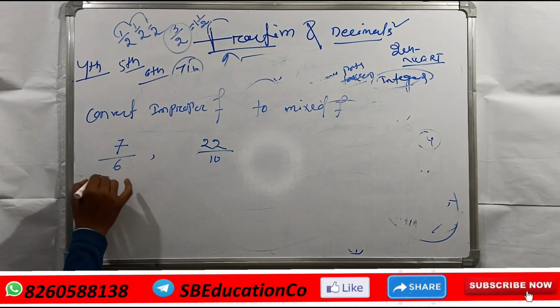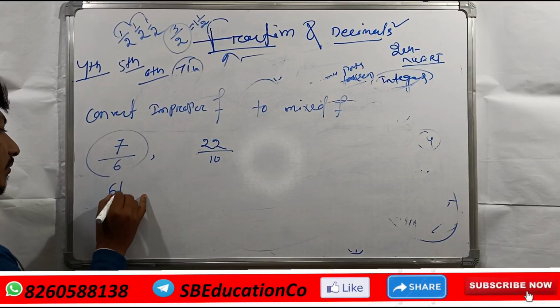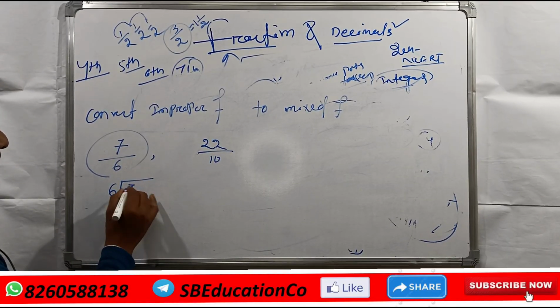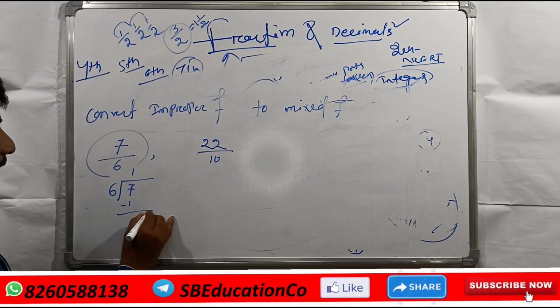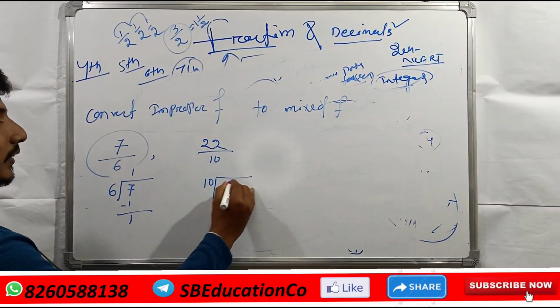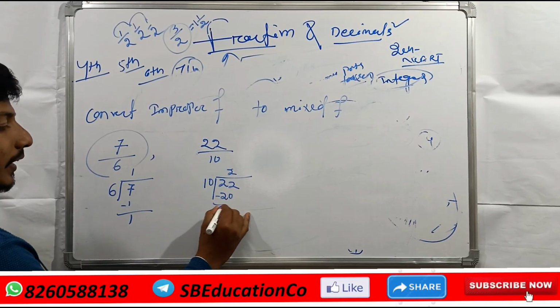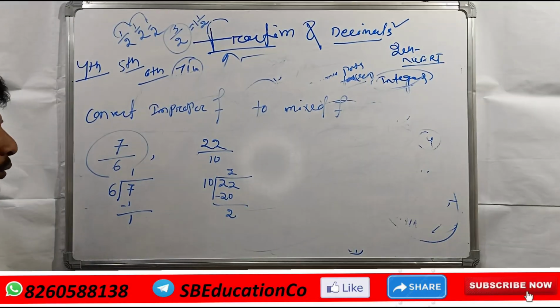Okay, so first we take this one. What we will do, normally, is simply divide it. So 6 ones are 6, the quotient is 1 and the remainder is 1. Here in this case you just divide like this. So 10 twos are 20 and the remainder is 2.